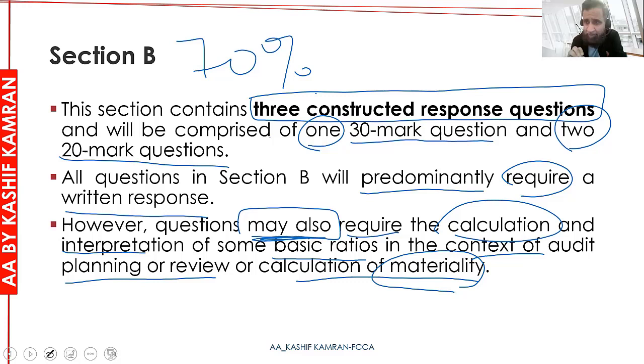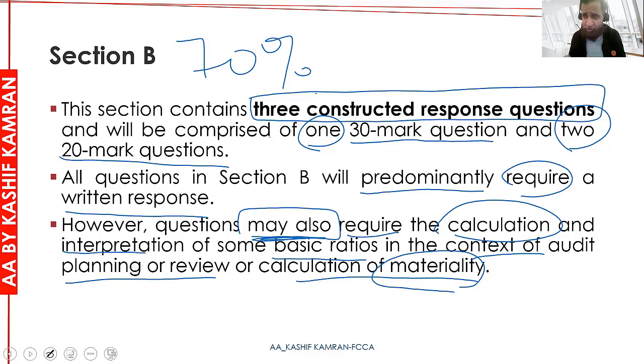Sometimes you get a question on ratios. Materiality is a more regular feature of the AA paper, and almost in every paper you need to calculate the materiality. Ratios might come in a certain exam sitting, might not come in a certain exam sitting. So it's a constructed response question with some minor calculation. That's how section B looks. I hope you're all clear on that.